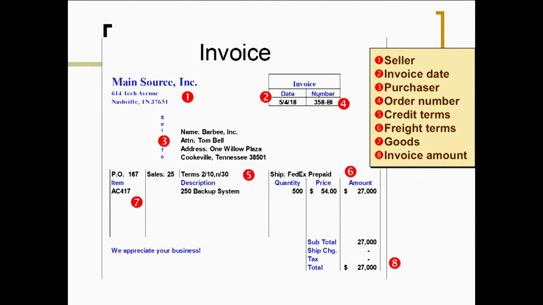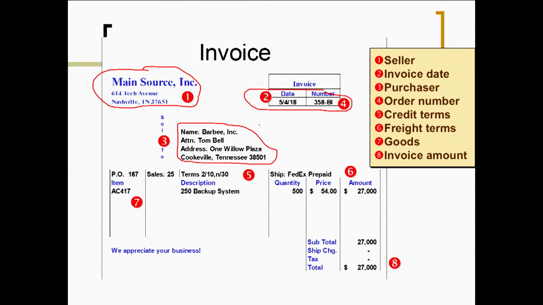Now, let's take a look at an invoice. You guys have all seen invoices before, right? If you go buy a computer at Best Buy, they'll give you an invoice, okay? Let's take a look at some of these. Number 1 is the seller or where you bought it from. Number 2 is the invoice date and the invoice number, usually listed up there, 2 and 4. This is whoever purchased it, right? The buyer, okay?